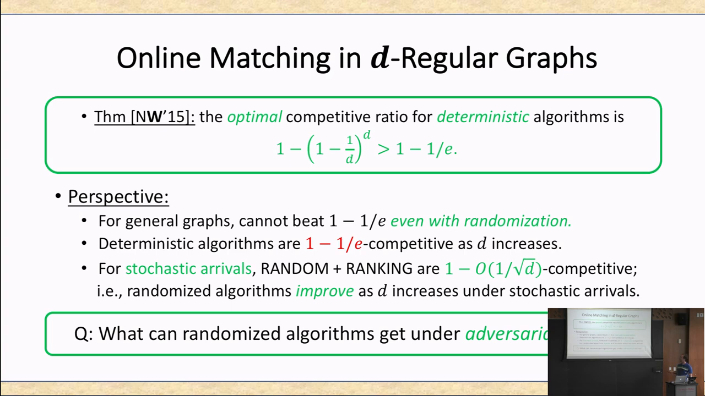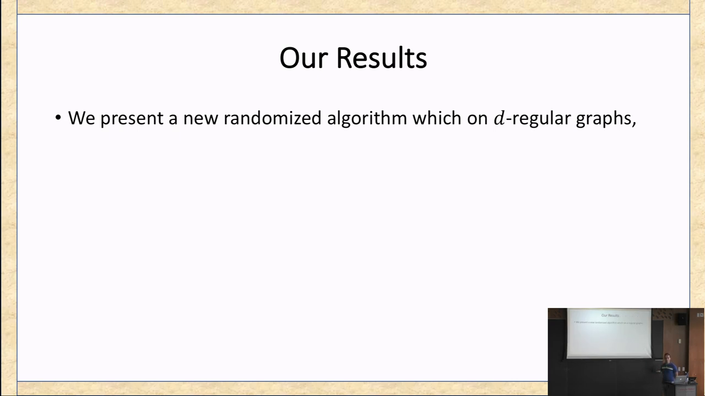Great. So without further ado, let's tell you what the results are. What we did in this work is present a new randomized algorithm, which on d-regular graphs, again, in the adversarial arrival model, is 1 minus order square root log d over square root of d competitive. Basically, we show that the problem gets easier as d increases for randomized algorithms, even in the adversarial arrival model. And notice that up to this square root log d term, we match the results that are known for the much easier stochastic arrival models.